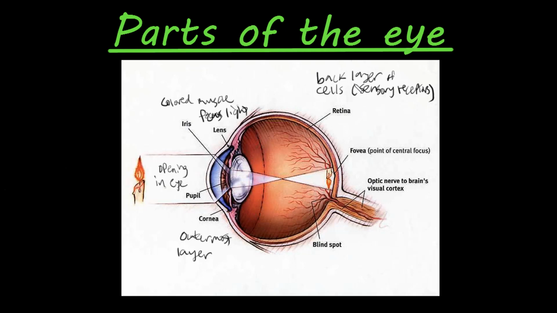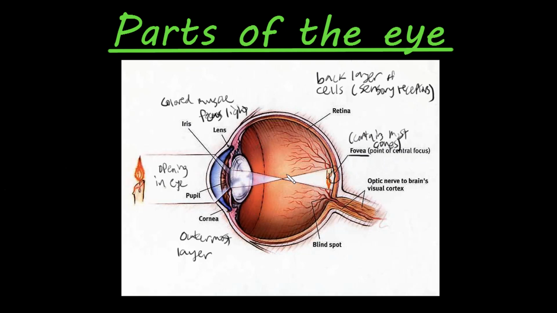So the retina is just the back layer of cells that contains a lot of sensory receptors like rods and cones. Now the fovea is this small depression in the back of the retina that is the point of central focus. So one important thing to remember about the fovea is that it contains most of our eye's cones. So again, talking about the sensory receptors, rods and cones, the fovea contains most of the cones, and it is also the point of central focus.